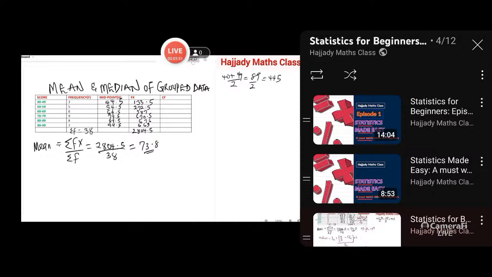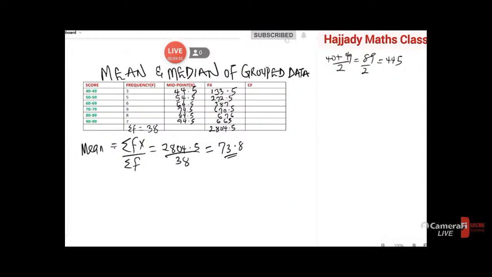Now we are going to move straight to median of grouped data. And for calculating the median of grouped data, it has a formula, and the formula is easy to know. Yes, it is very easy to know. And for that, let me change my pen here. Yeah, let me change to red.